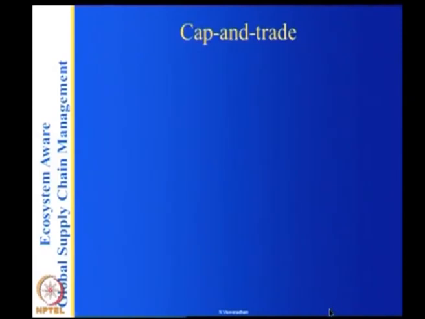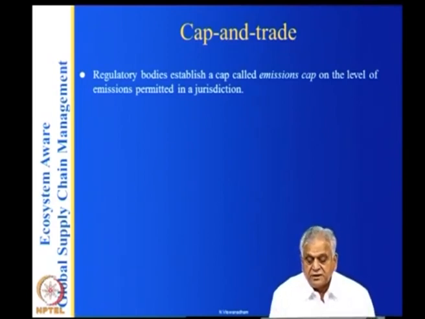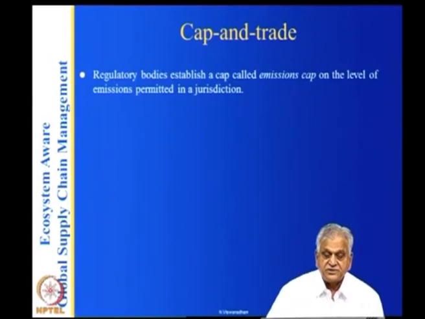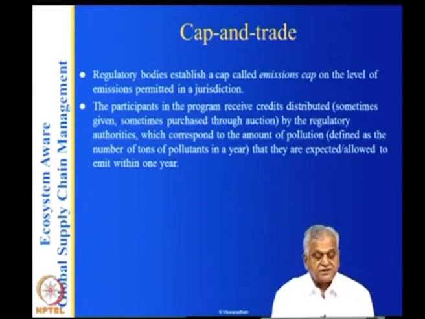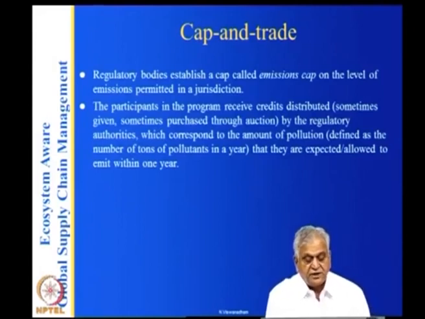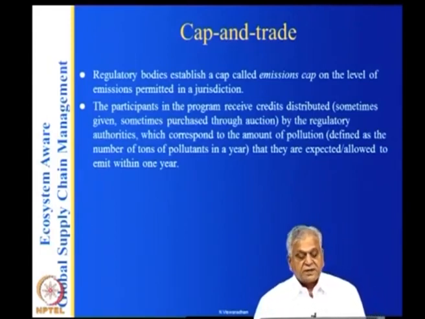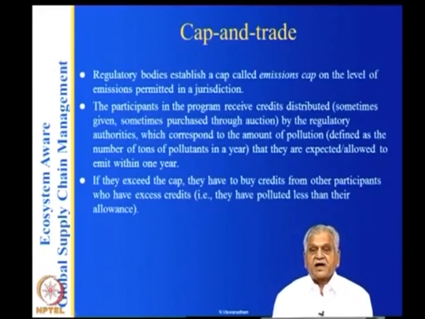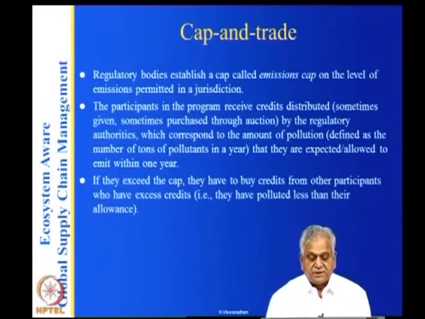So there is what is called cap and trade. Regulatory bodies establish a cap, called an emission cap, on the level of emissions permitted in a jurisdiction. The participants in the program receive credits, sometimes given, sometimes purchased through auction from regulatory authorities, which correspond to the amount of pollution, defined as the number of tons of pollutants they are allowed to emit within a year. So this is basically a regulation. If they exceed the cap, they have to pay tax or buy credits from other participants.